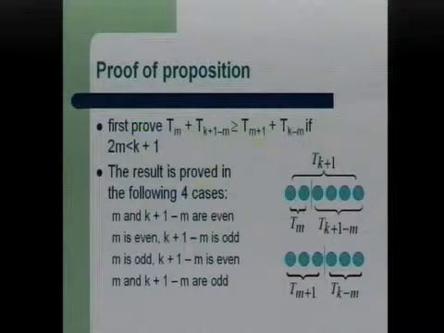For the inductive step, we assume that this statement is true for code length up to k. Since this statement is also equivalent to this inequality when the code length is k plus 1, we want to show that this inequality is true. And this will be proved in the following 4 cases. Let's consider the first case.